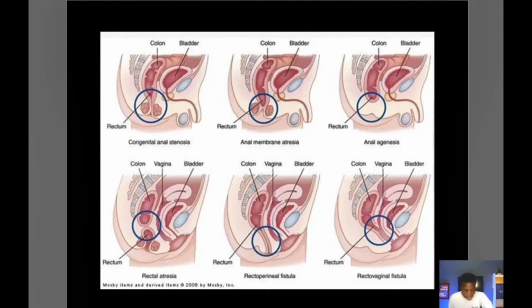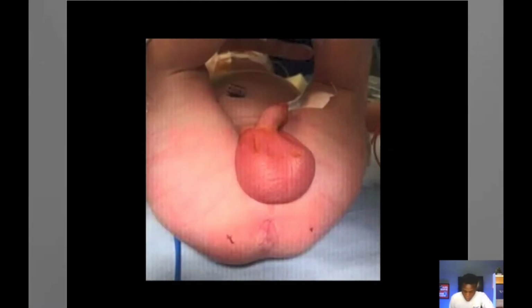So take a look at our next slide. Here is another model. This is a printed paper. It's not too clear, but that's actually the anus, and well, the anus is not even defined here. So the anus is meant to be somewhere here. So this condition is imperforate anus, and it is a commonly asked question.